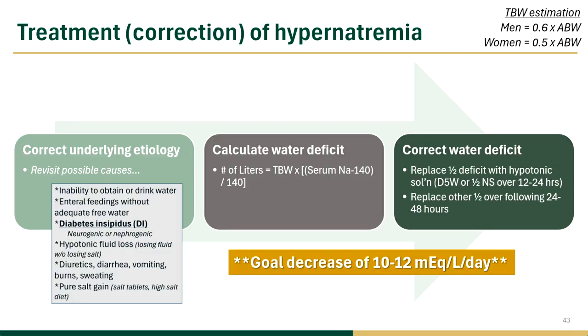And this is one of those circumstances I told you before. You don't very commonly see hypotonic fluids, but this is one of the times where it might be something that you would reach for. So you'd replace half of that deficit over the first 12 to 24 hours and replace the other half over the next 24 to 48 hours. So unlike hyponatremia, you can correct hypernatremia faster. The goal decrease of hypernatremia would be about 10 to 12 milliequivalents per liter per day.